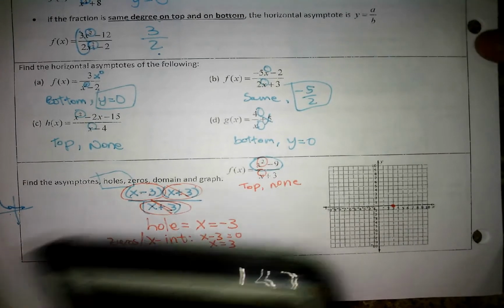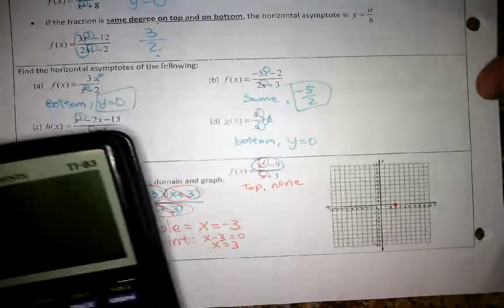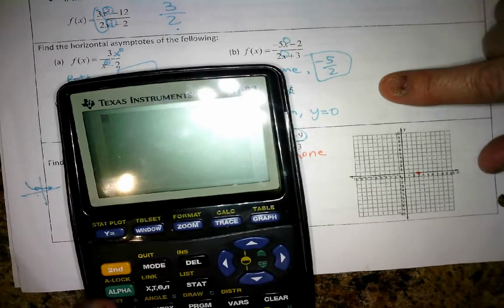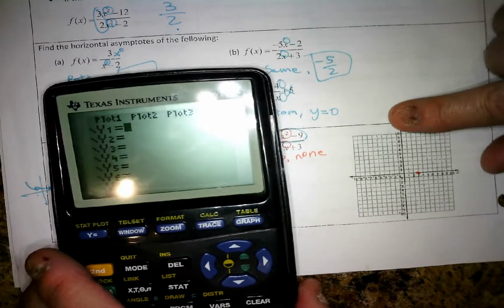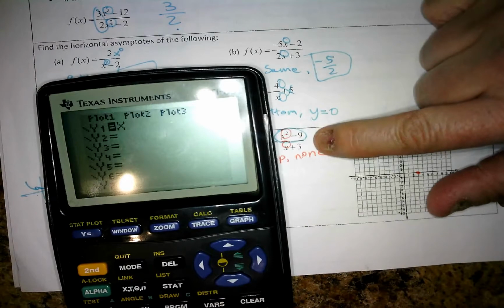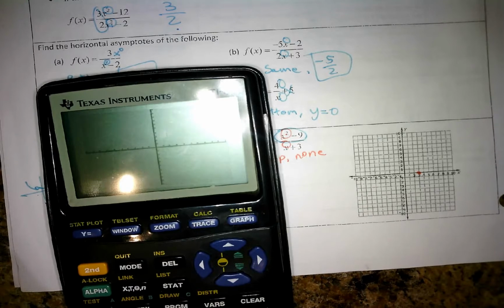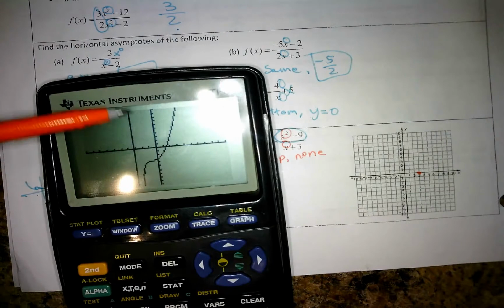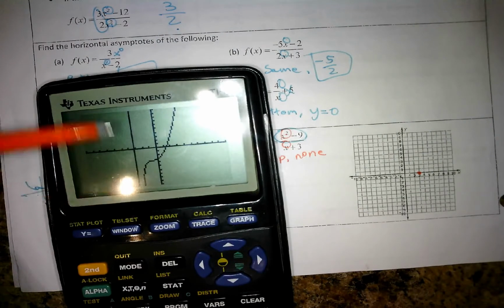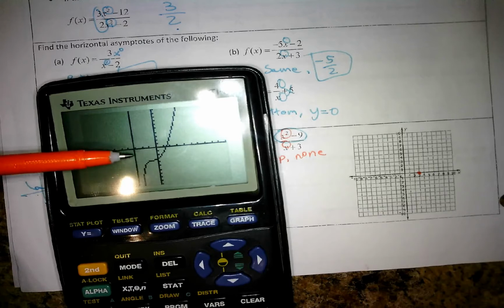So when I graph this thing, I'm going to go into my y equals, and I'm going to graph x squared minus 9 divided by, make sure you put a parenthesis around the denominator, x plus 3. And let's see what happens. I'm using a TI-83 here at home, and you can see that it's got a line going there. Now that is not correct. That line is not actually a vertical asymptote, because we canceled that thing. So this graph is not going to look exactly like this.